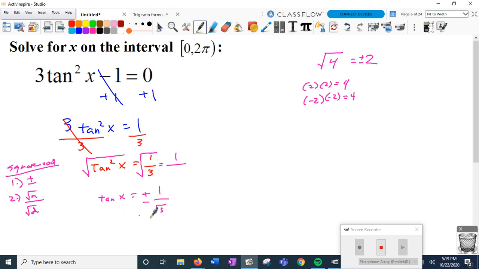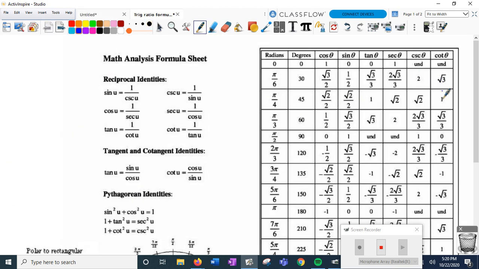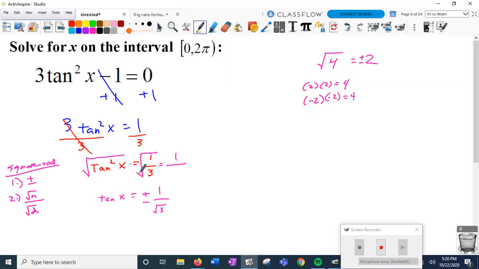Is this something we can look up or is there something we need to do with this? Well, nowhere on my formula chart do I have just a square root of 3 in a denominator. So remember, these are the types of problems that we need to rationalize. So we're going to go to tangent of x equals plus or minus, and this becomes square root of 3 over 3.